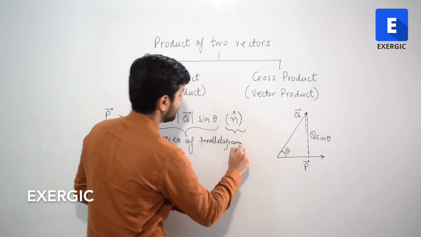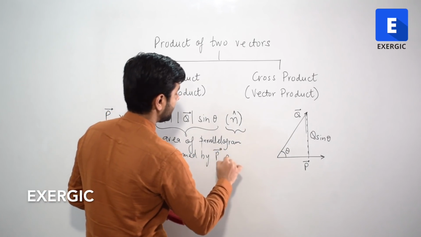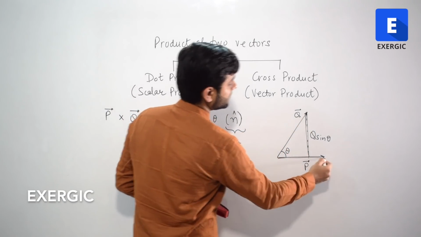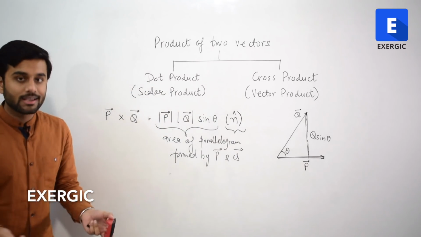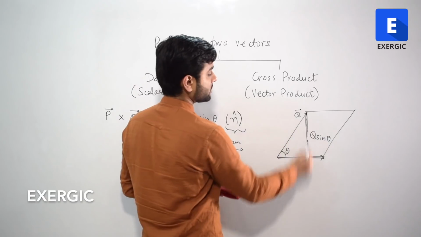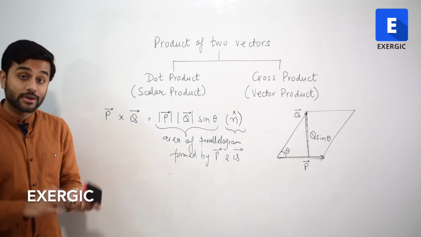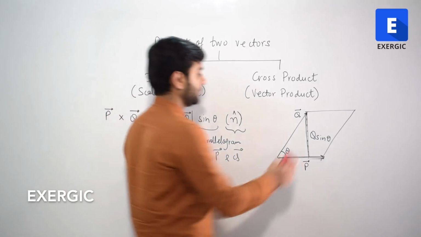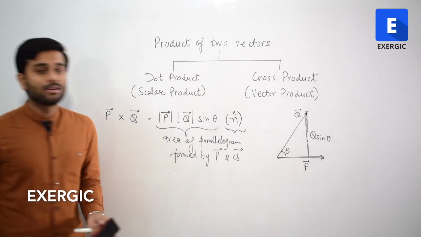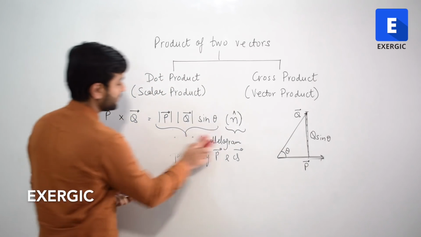Parallelogram formed by vector P and vector Q, because Q sine theta, when you multiply this with the length of P, you get the area of the parallelogram which will be formed, right? If you form a parallelogram using them, then Q sine theta and P, their product will tell you the area. This question is asked but not in GATE or any other examinations, because this is too much into the vector thing which is not in our syllabus. Okay, so you don't need to write this.